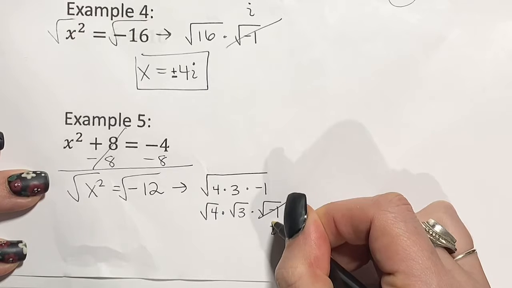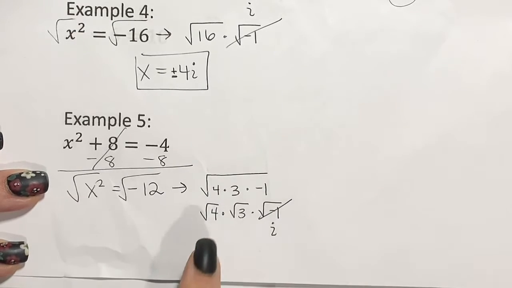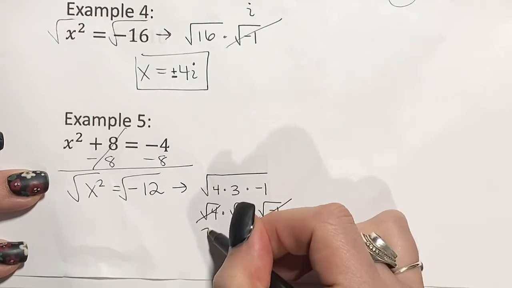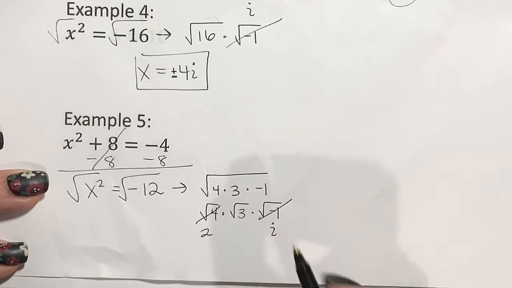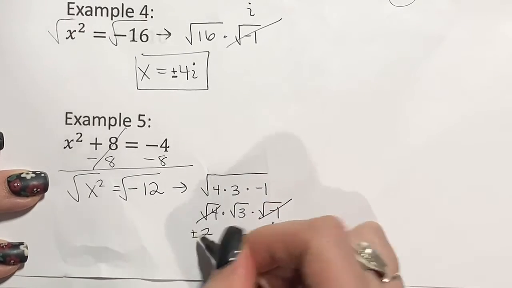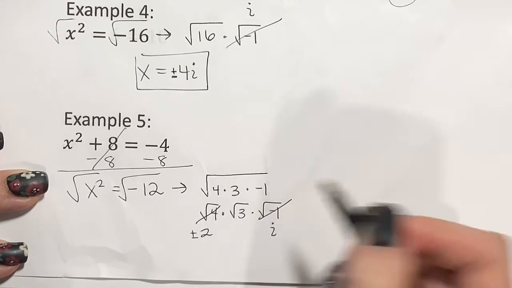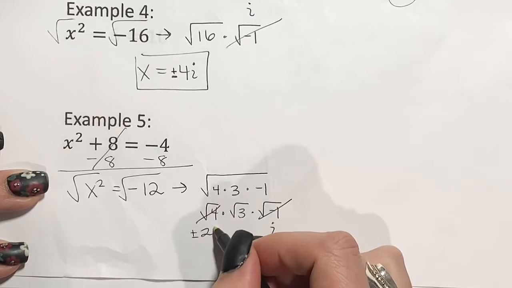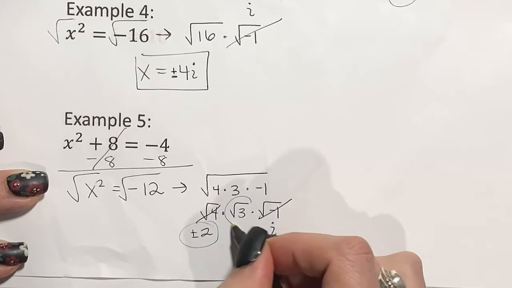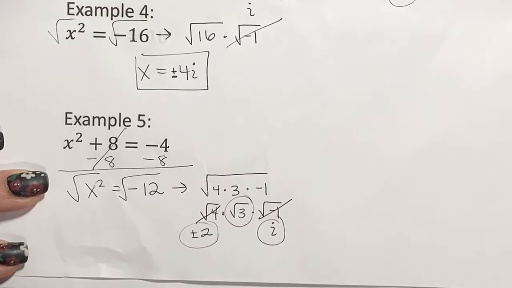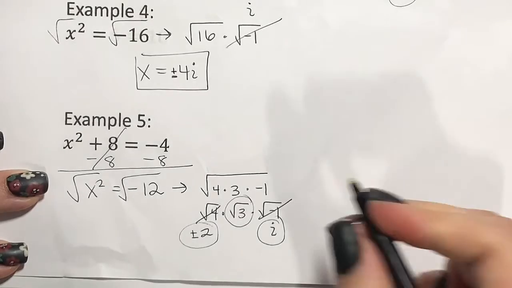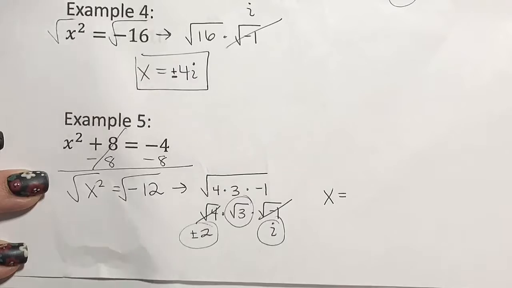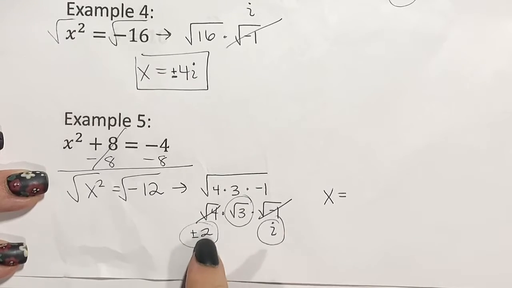So we're going to have a little imaginary i here. 4 is a perfect square. We know what the square root of 4 is. It's a 2 and a -2. We'll just do our little plus or minus 2. And then 3 is kind of stuck in the square root. We can't do anything more. So we're going to have our plus or minus 2, our square root of 3, and our i. So when we put it all together, we would say x equals, and then usually we put the i with the whole number part.